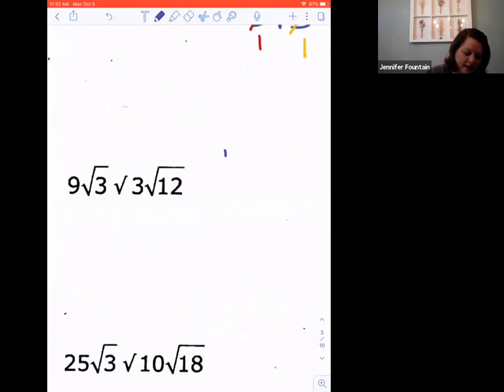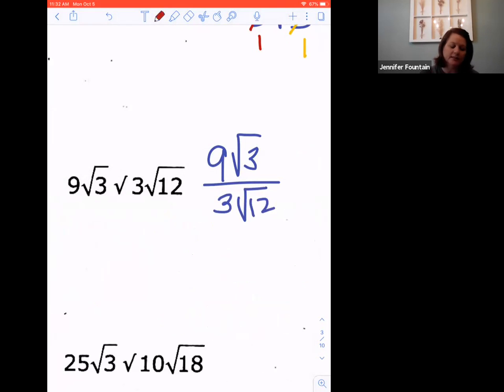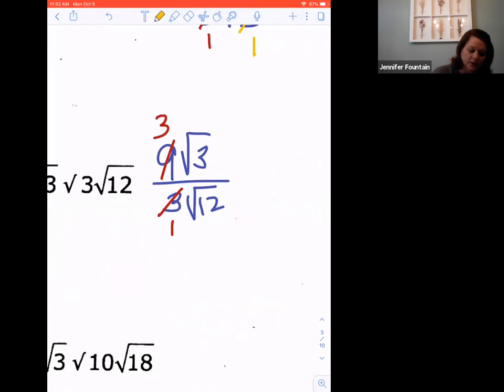I have 9 times the square root of 3 divided by 3 times the square root of 12. Again, I'm going to start by simplifying my coefficients. I have a 9 and a 3. Both of them are divisible by 3. 3 divided by 3 is 1. 9 divided by 3 is 3. Then I'm going to simplify my radicals. I have a 3 and a 12. Both of them are divisible by 3. 3 divided by 3 is 1. 12 divided by 3 is 4.